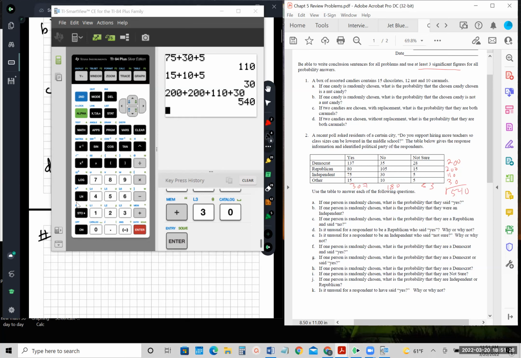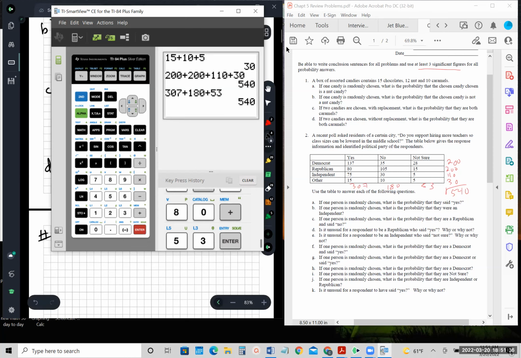And we should get the same for the other. If we do 307 plus 180 plus 53, yeah, we get 540. Okay, so that's our total. So we will use that.